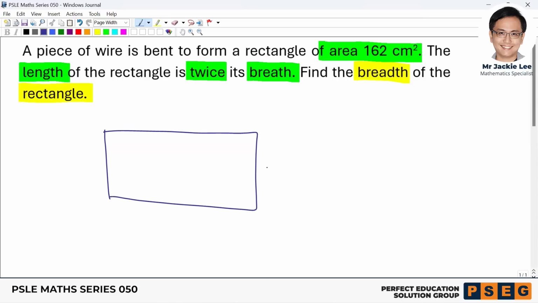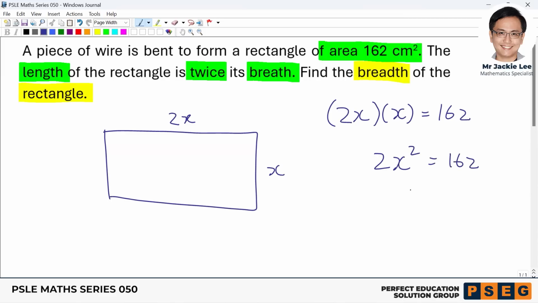Can we say this is x cm, then this one should be 2x, right? So the area simply will be 2x times x and equals 162, all right? Can you handle this? 2x times x, then 2x squared, am I right? x times x is so-called x squared. And I think both sides divide by 2 first. Okay, then this will end up 81.